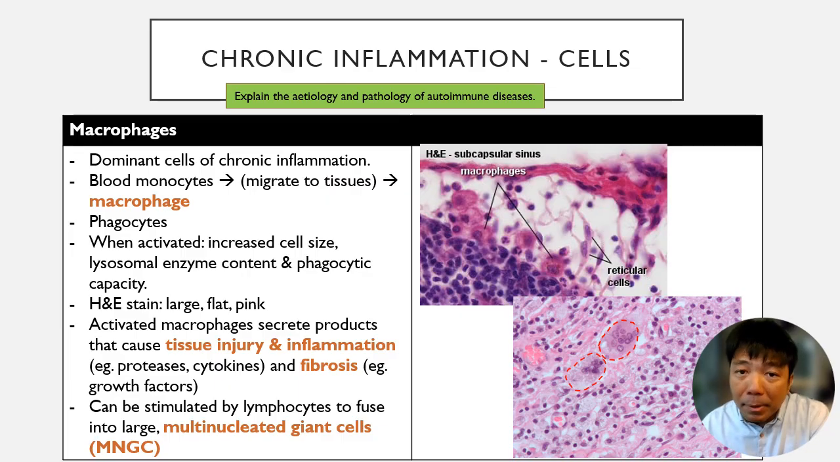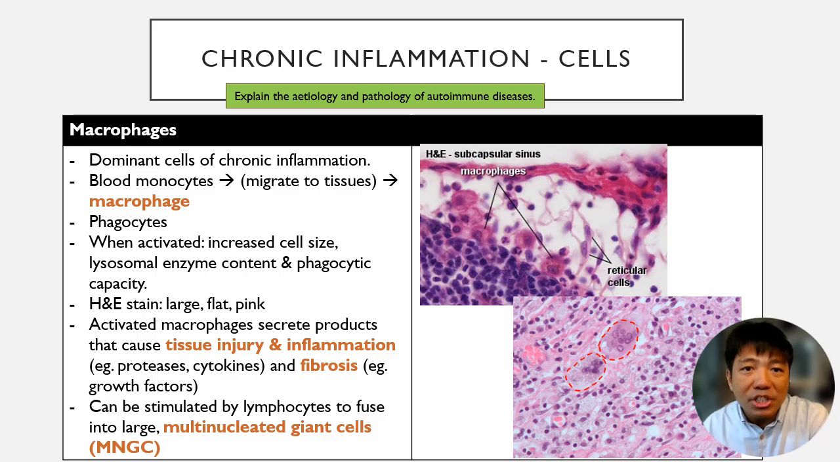Let's talk a little bit deeper at the cellular level when chronic inflammation happens. Macrophages play a vital role in chronic inflammation. This cell originates from the blood monocyte, which migrates into tissue and transforms into macrophages. Once activated, they grow in size, increase their phagocytic capacity, and secrete substances like cytokines that both promote inflammation and drive tissue repair through fibrosis.